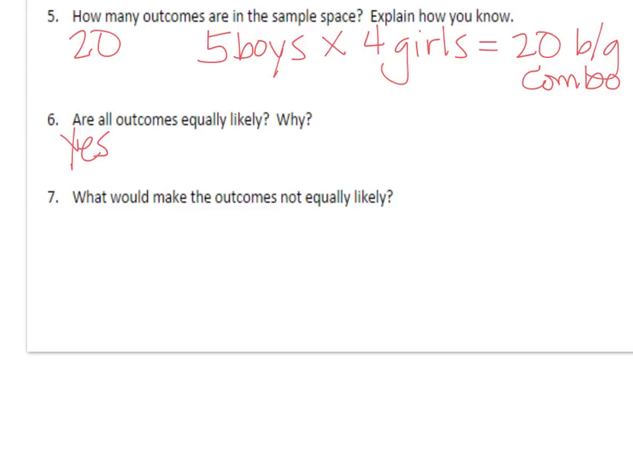Okay, in terms of the first way you could answer 6, where you're talking about the area being equal, then look at number 7 and say what would make the outcomes not equally likely. Please pause here and give them a chance.